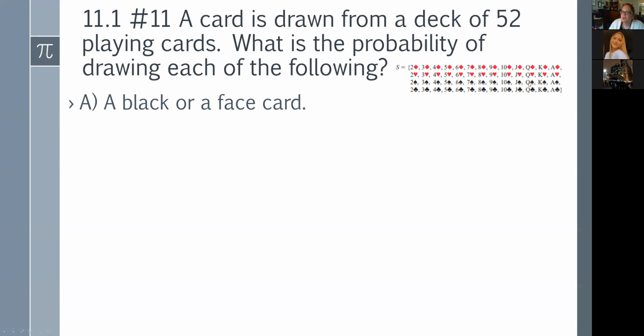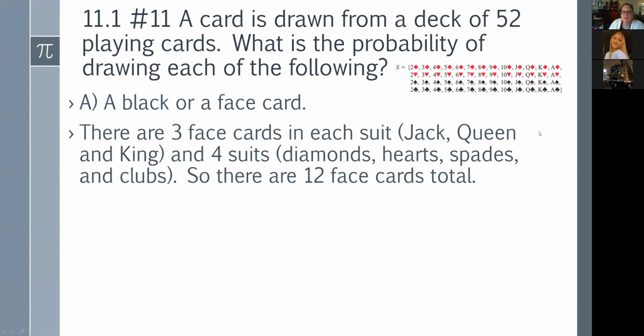So there are 2 black suits, and there's 13 cards in each suit. So I know there's 26 black cards. The face cards are the jacks, the queens, and the kings. So there's 3 face cards in each suit, the jack, the queen, and the king. And there's 4 suits, the diamonds, the hearts, the spades, and the clubs. So there's 12 face cards altogether.